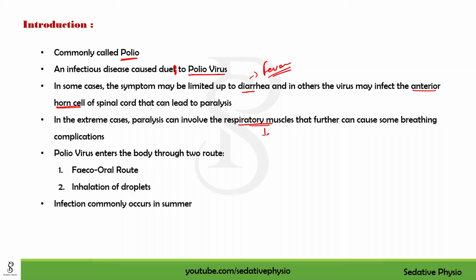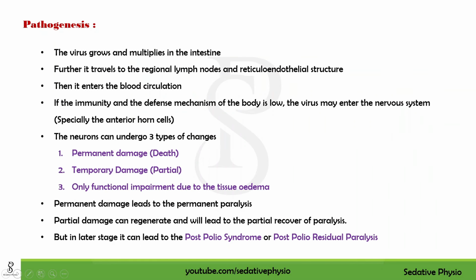Now, if we talk about the way of infection, the poliovirus enters the body through two routes, two pathways of entry into the human body. First is the fecal-oral route, and second is the inhalation of droplets. These two routes are very common. And polio infection is most commonly seen in summer as compared to the winter season.